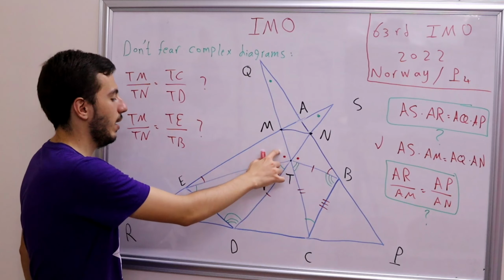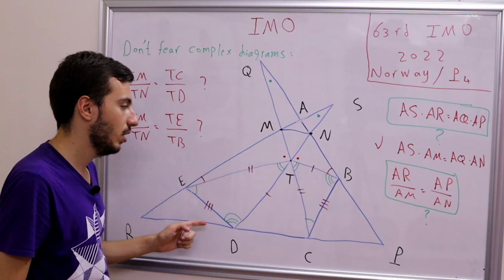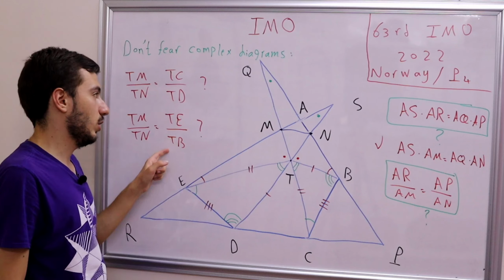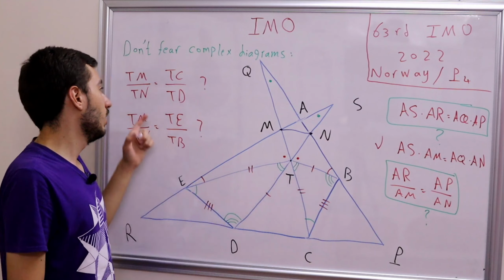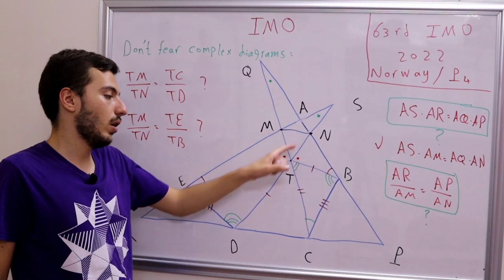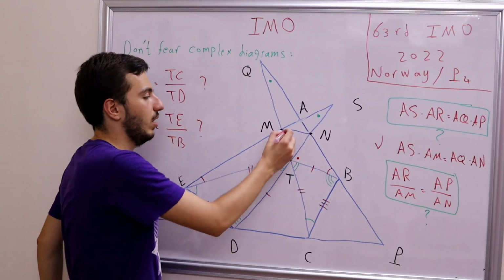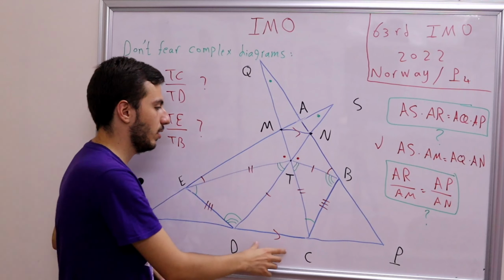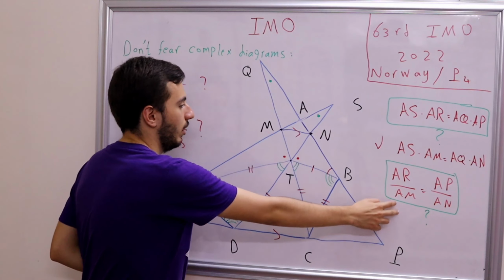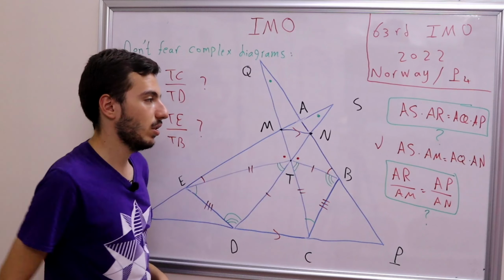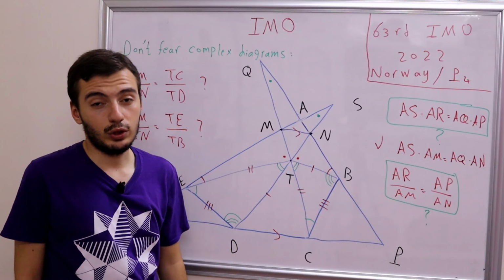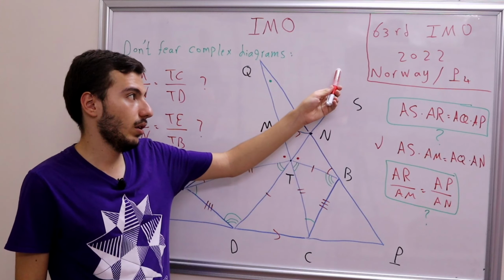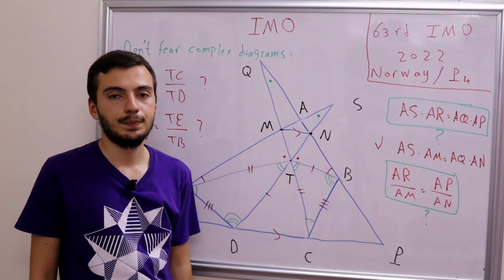Meaning that TM over TE, you can check that, is the same as TN over TB. And you can replace TE over TB with TC over TD. And that will show that these two are similar triangles. Guess what? That means that MN is parallel to CD. And simply that means that this is true. And thus, because this is true, then we get this. And that just shows that our quadrilateral is cyclic. And so we're done basically. That is IMO 2022, problem 4.